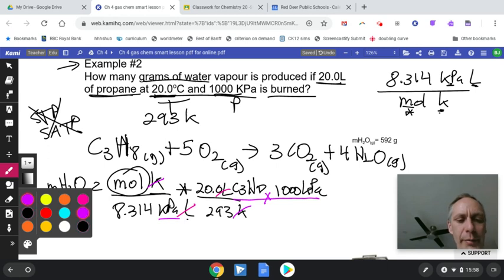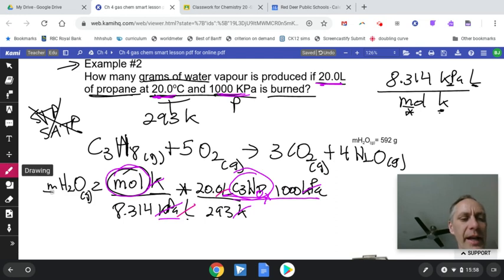Okay. Kilopascals cancel out. So I used R to turn a volume of propane into moles of propane, C3H8. Everything else is canceled out: Kelvin, kilopascal, liter. So using that temperature, that pressure, and that volume, and R, we were able to get the moles of propane. Now the question is asking us for the mass of water.